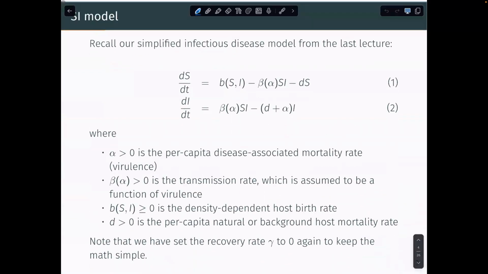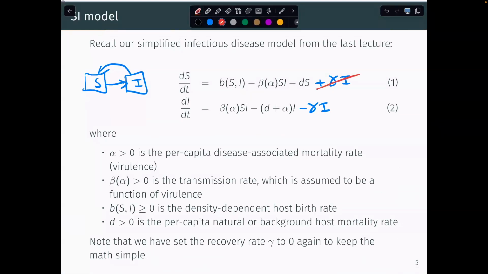Okay, so we're going to jump back into our SI model. I said it's an SIS model. Technically, this is an SI model because there is no flow back from this I class to this S class. So previously, when I first introduced this, we had a plus gamma I here and a minus gamma I here. This would give us an SIS model that looks like this. Individuals become infected, and then they can recover. But if we scrap this recovery term, then we end up scrapping this arrow here.